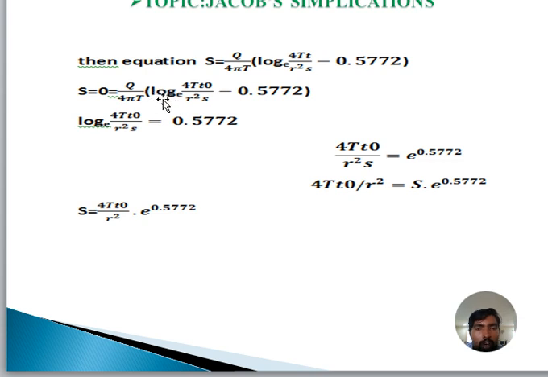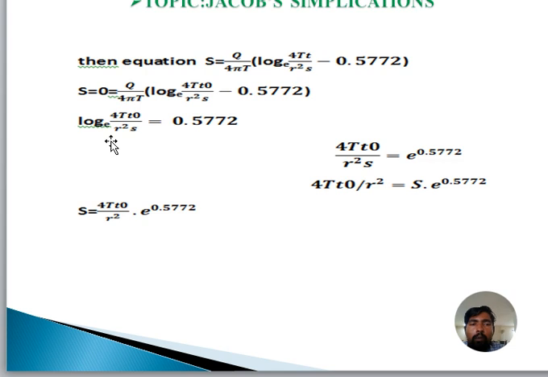So except for the remaining log e 4 T naught by R square S minus 0.5772, automatically 0 is equal to this entire portion, will be 0. So 0 is equal to log e 4 T naught by R square S minus 0.5772. We want to change this position, so log e 4 T naught by R square S comes to this side as minus log e 4 T naught by R square S. Here we have only minus 0.5772. Minus and minus cancel, and finally we are getting log e 4 T naught by R square S is equal to 0.5772.